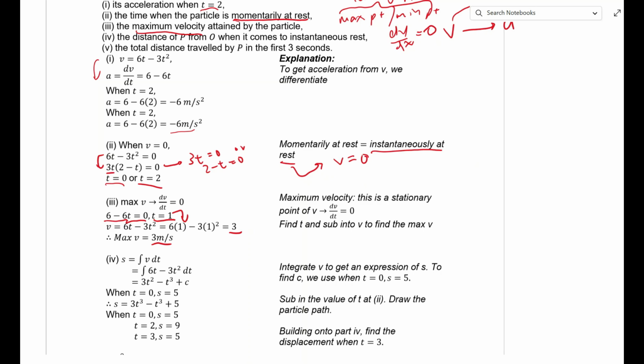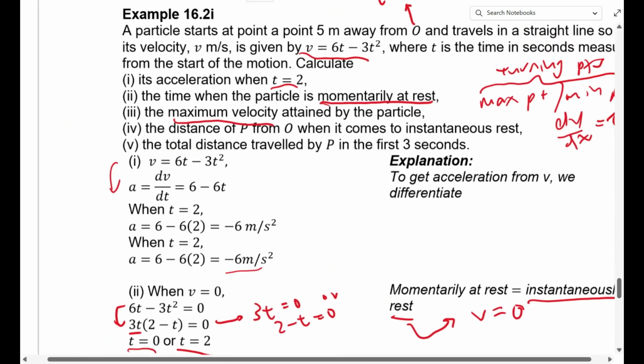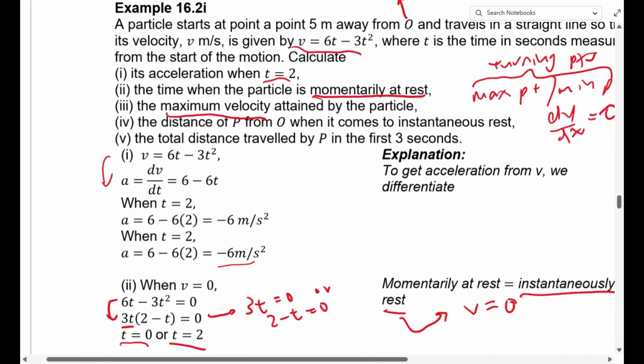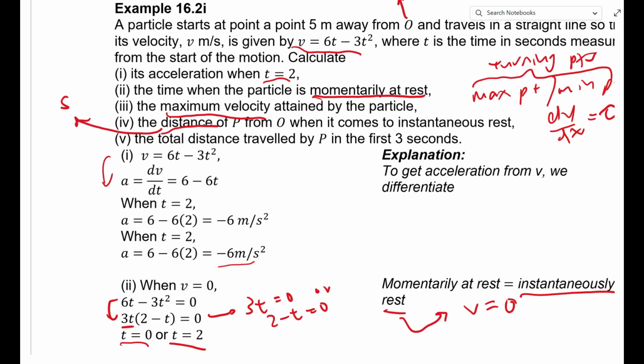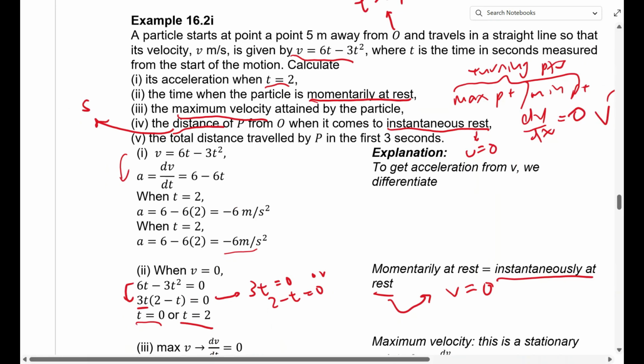Part 4. The distance of P from O when it comes to instantaneous rest. So firstly, distance, you immediately think of your displacement, so your s. When it comes to instantaneous rest, once again, you have to think of your v equals 0. So in part 4, we'll be required to find our expression for s.